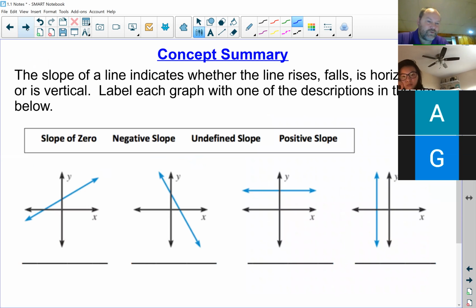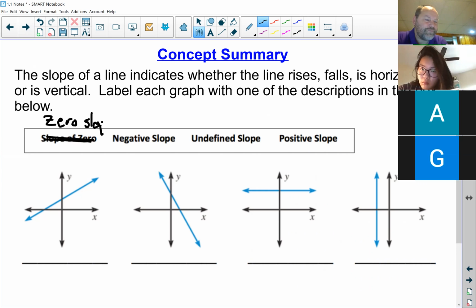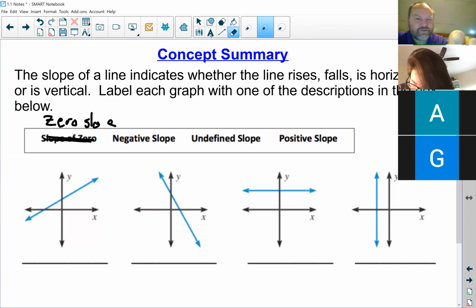All right. So there are 4 different types of slope we could have. The slope of a line indicates whether the line rises, falls, is horizontal, or vertical. Label each graph with one of the descriptions in the boxes below. So first thing I'm going to do is change this first one. I'm just going to call it zero slope because everything else is something and then slope. So slope of 0 doesn't really fit that pattern.